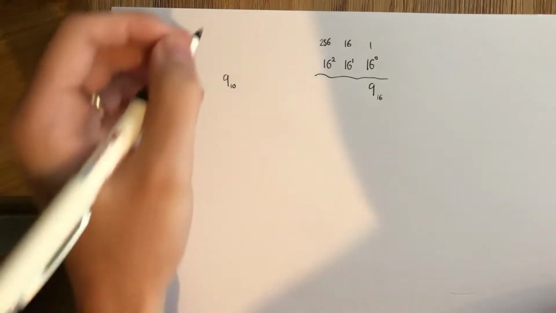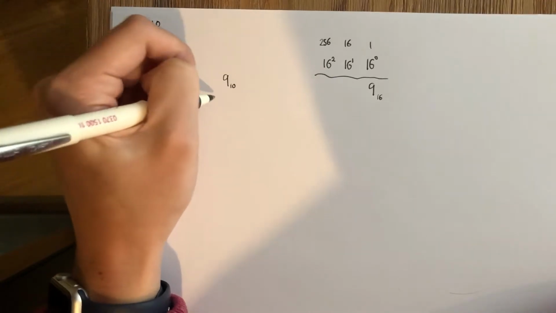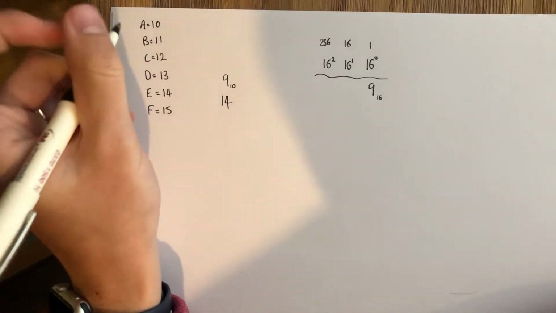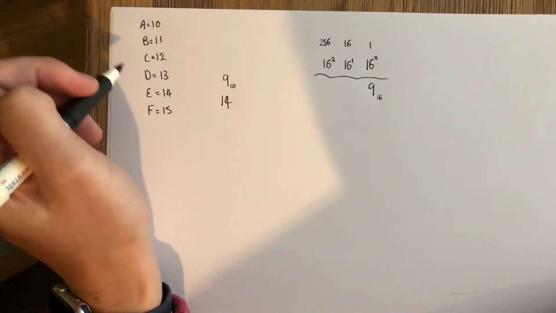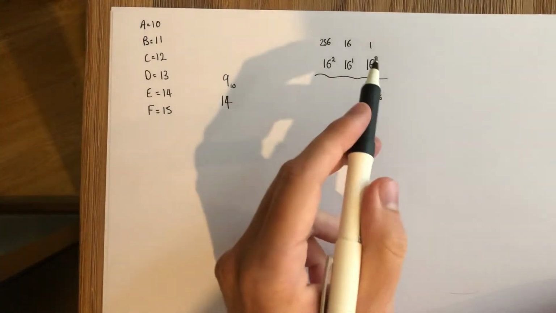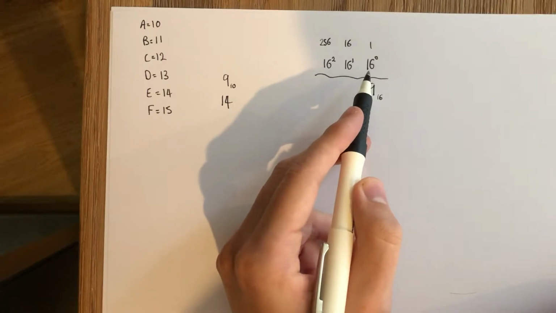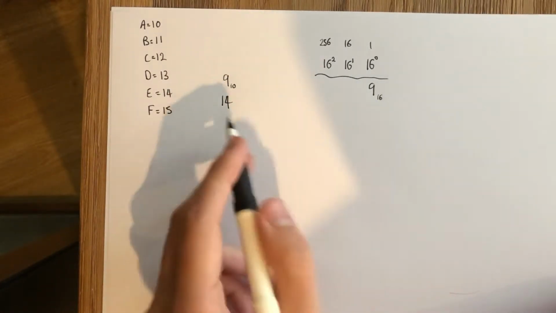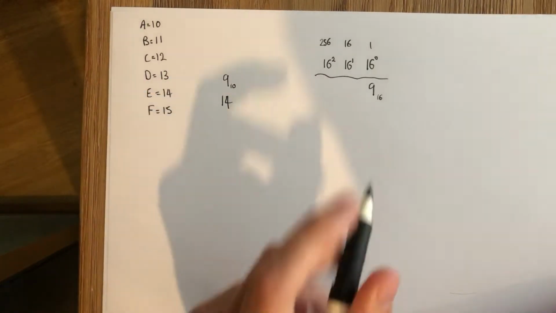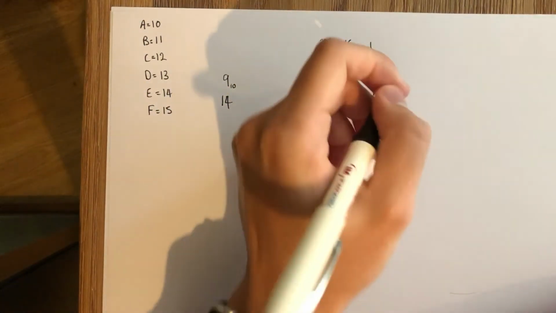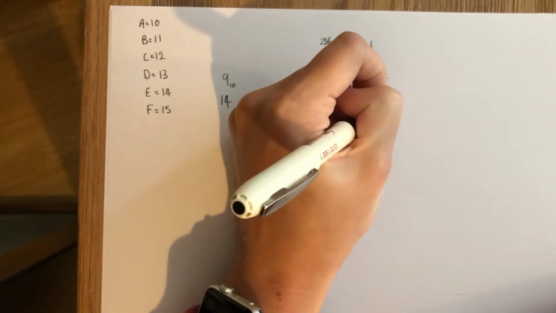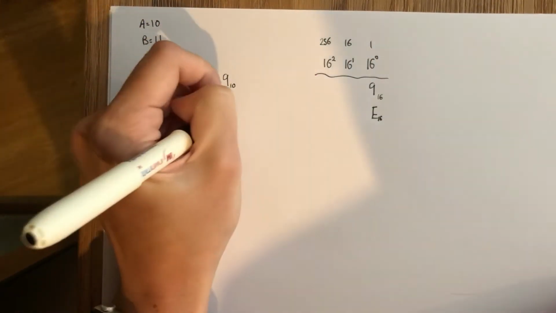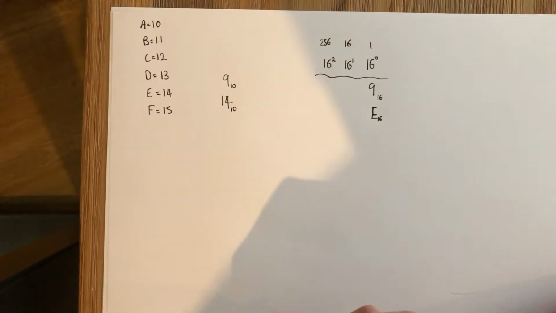Nice and simple. Let's take the decimal number 14. Also simple, because our hexadecimal numbers can use one digit to represent all numbers up to 15. We know that 14 is equivalent to E, so we don't even need to do anything here. We can just simply write in E base 16 is equivalent to 14 base 10.